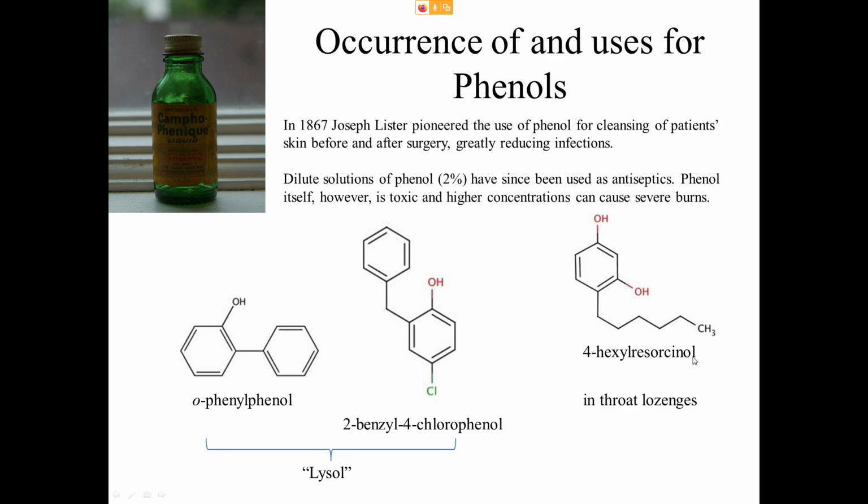So resorcinol is the parent name, and on it, start counting here, this is in the ring, don't count that one. 1, 2, 3, 4, 5, 6 carbon chain, so a hexyl, and it's on number 1, 2, 3, 4, so 4-hexyl resorcinol. Right? And that's what's found in your throat lozenges that people take for when they have a sore throat. Right? It disinfects the throat and helps your immune system clear whatever inflammation or infection is there.